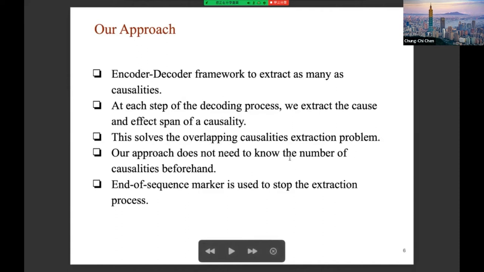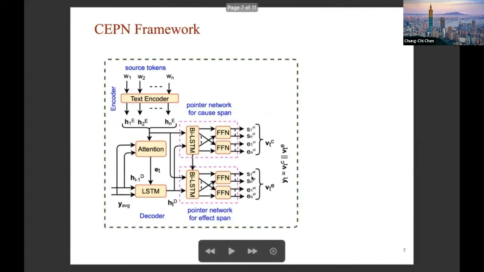So our approach does not need to know the number of causalities beforehand, and an end of sequence marker is used to stop the extraction process. So this is basically an overview of our network. We have a text encoder, which can be LSTM or BART based. And there is a decoding part. In decoding, we have a sequence generator LSTM. This LSTM generates the sequence of causalities, and the encoder representation is passed to this LSTM using an attention layer.